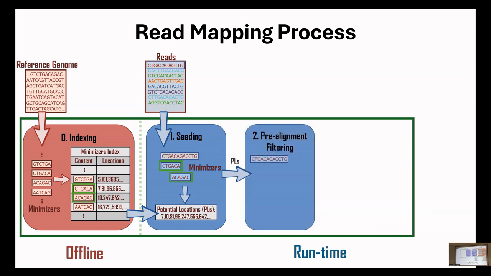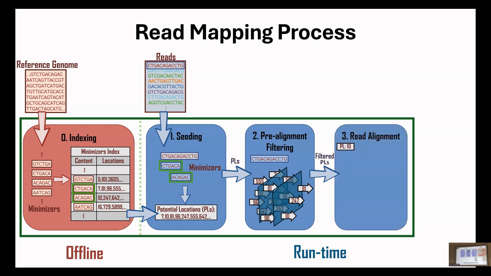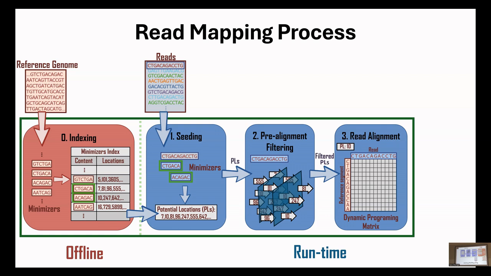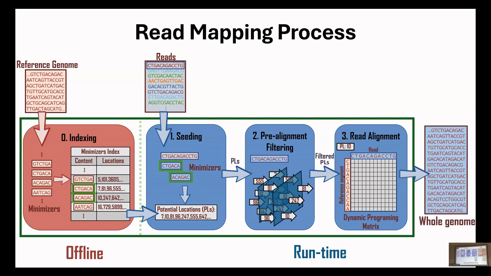Then we continue with these potential locations to the next stage, which is filtering. We take all the locations and filter them to leave us with fewer locations. And finally, the read alignment step, which is the most computationally expensive step, where we run a dynamic programming algorithm to compare the read and the reference segment at the chosen location. And then we can see how similar this read is to this location. After we check all the locations, we can choose the best location out of them and get the whole genome.